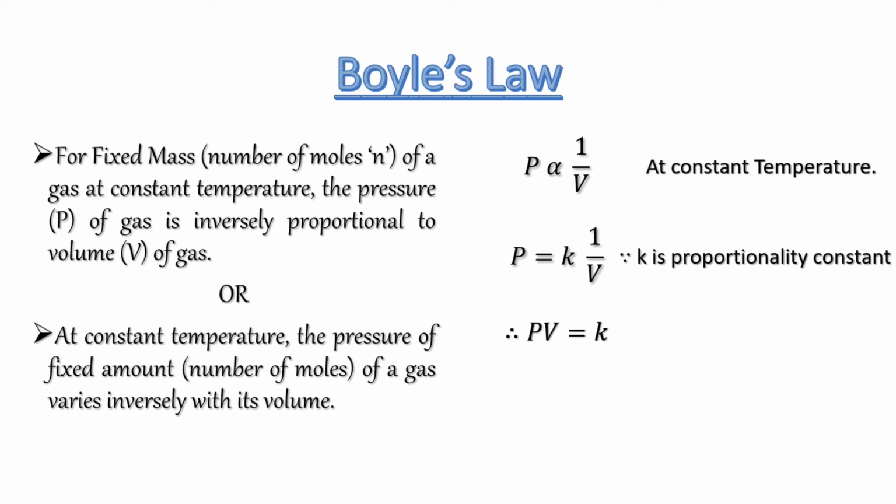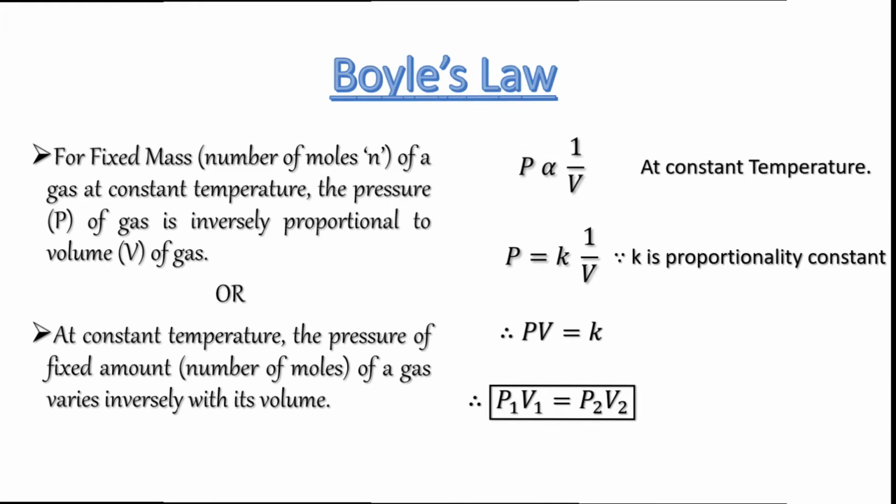Then, for a comparison, one can say P1 V1 equals P2 V2. That means the pressure-volume product in one state or in another state will always be equal. These are the conclusions one can draw from Boyle's law. Let's understand Boyle's law in more detail. For that, we will perform a few experiments.